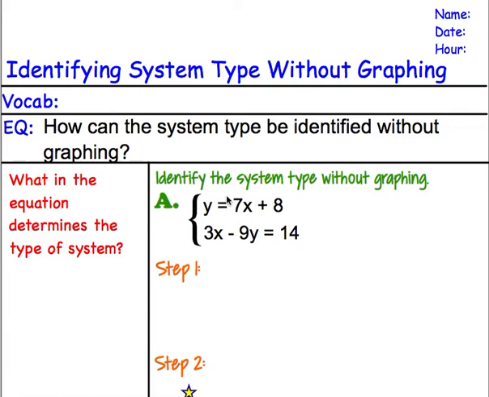Yesterday, we talked about the different types of systems: inconsistent, and then consistent independent, consistent dependent. Yesterday was also dealing with graphing. Today, we're going to look at identifying the system type without graphing. So let's take a look at our first example, letter A.